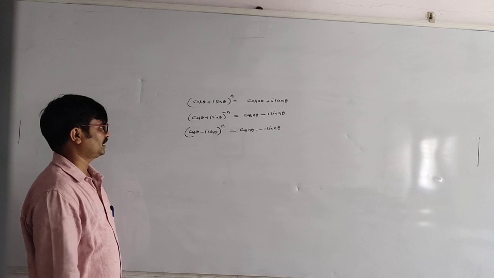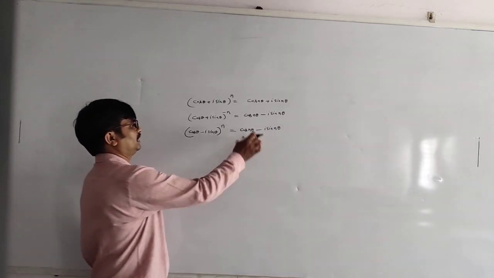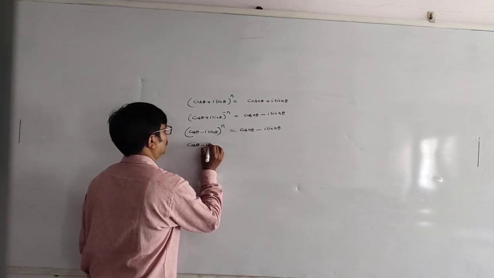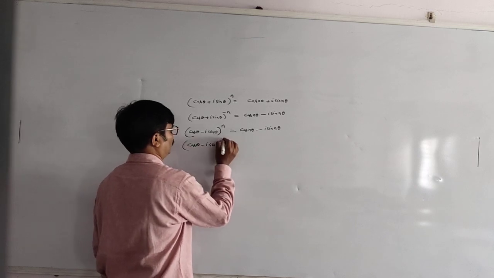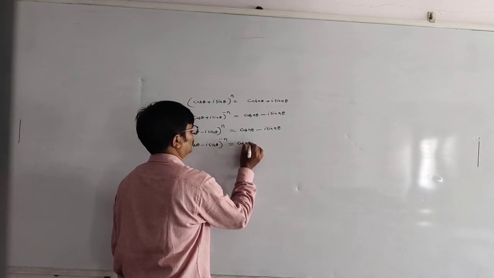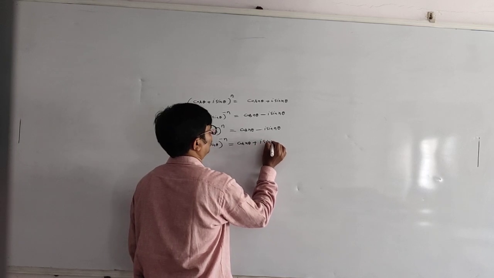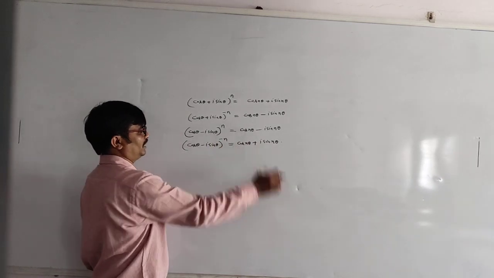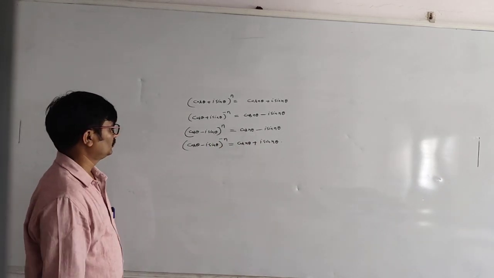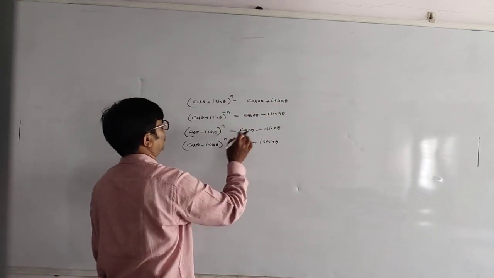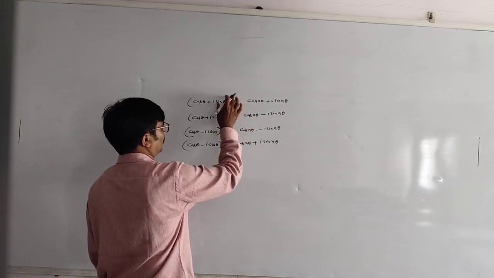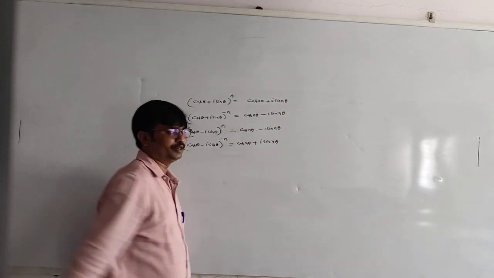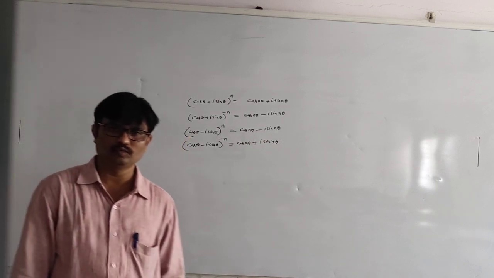Cos theta minus i sin theta whole power n is cos n theta minus i sin n theta. Now students, cos theta minus i sin theta whole power minus n is cos of n theta plus i sin n theta. So this is cos n theta plus i sin n theta. If both are positive, plus; both are minus, plus. If one of them is minus, undoubtedly we get minus. Okay students, write down.